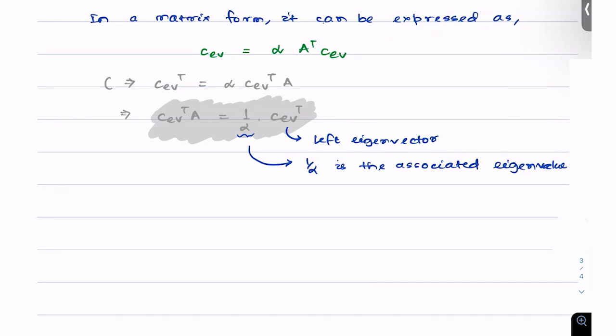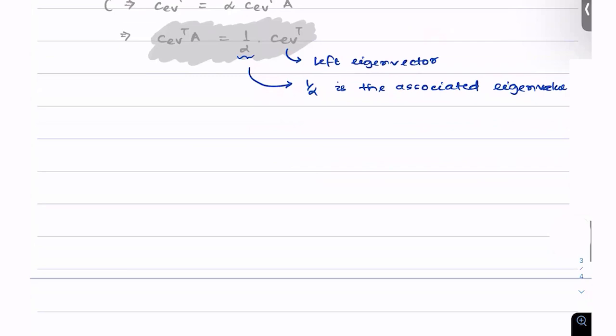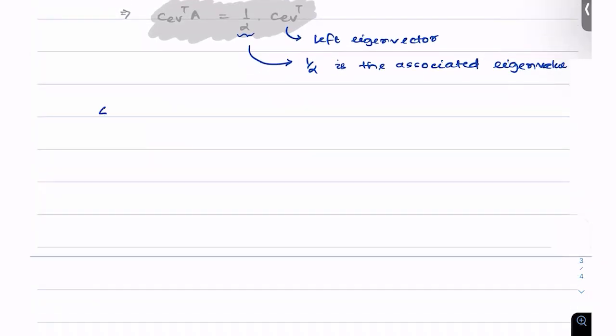Hence, ultimately, what eventually remains in the solution is the left eigenvector. Hence, it makes sense that we consider the left eigenvector while calculating the centrality of each node, meaning 1 by alpha should be equal to the dominant eigenvalue. So let us write this here.